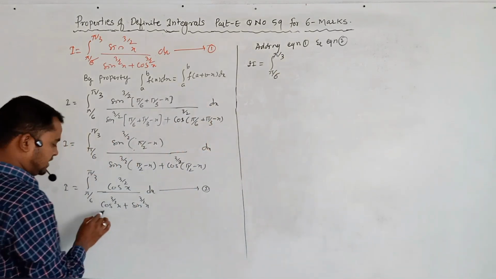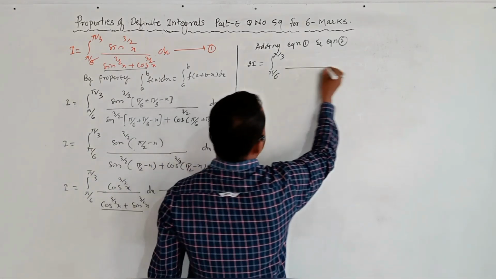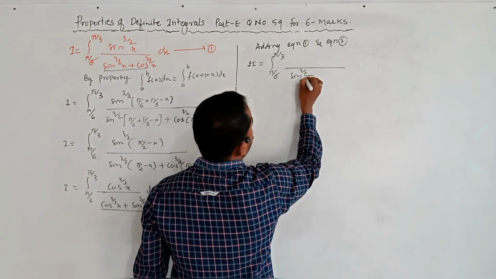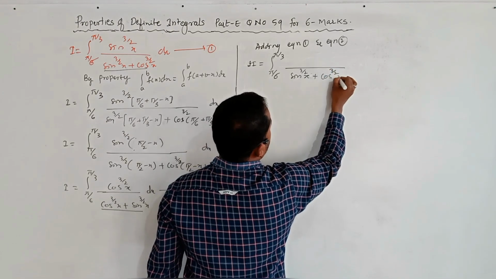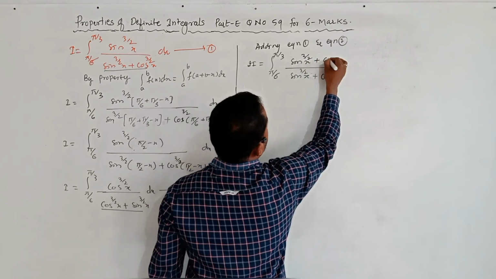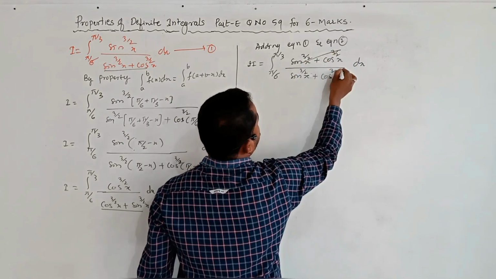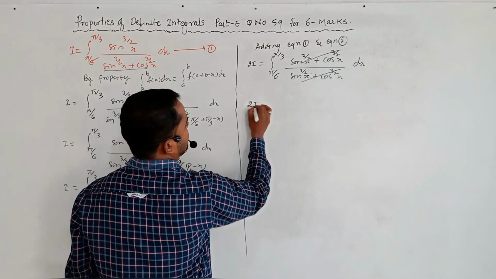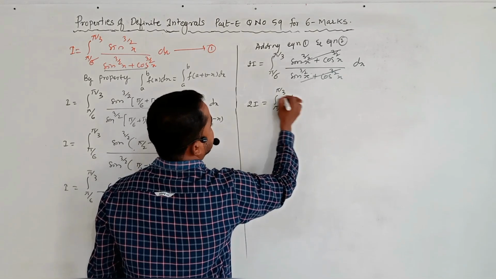See here, the denominator is the same. Keep the denominator as it is. That is sin^(3/2) x plus cos^(3/2) x over sin^(3/2) x plus cos^(3/2) x, dx. Now this term gets cancelled. Then 2I is equal to the integral from 5π/6 to 5π/3 of dx.